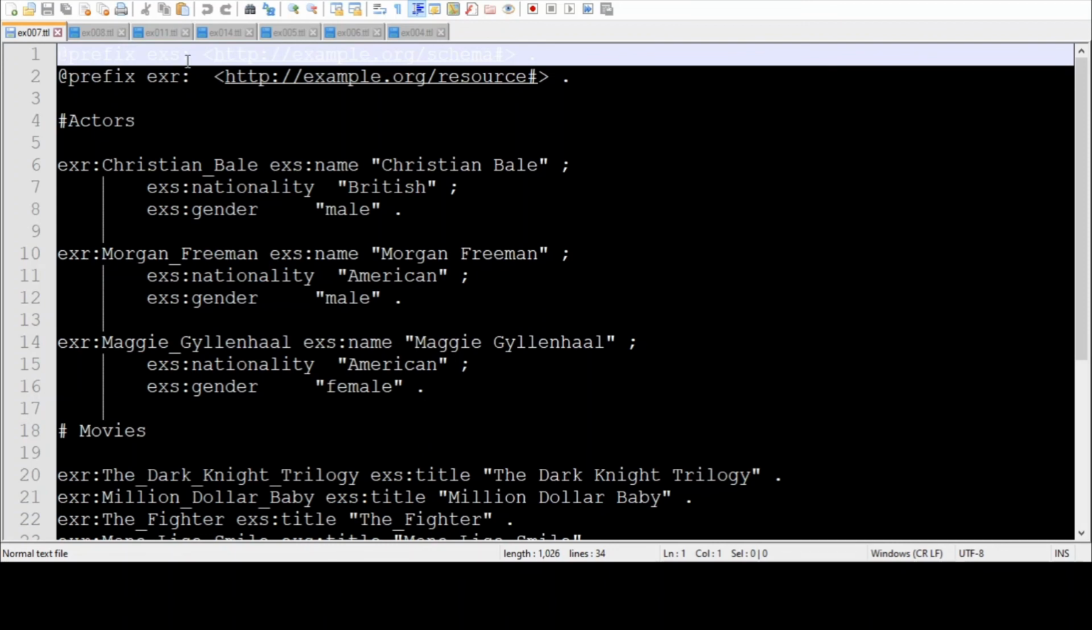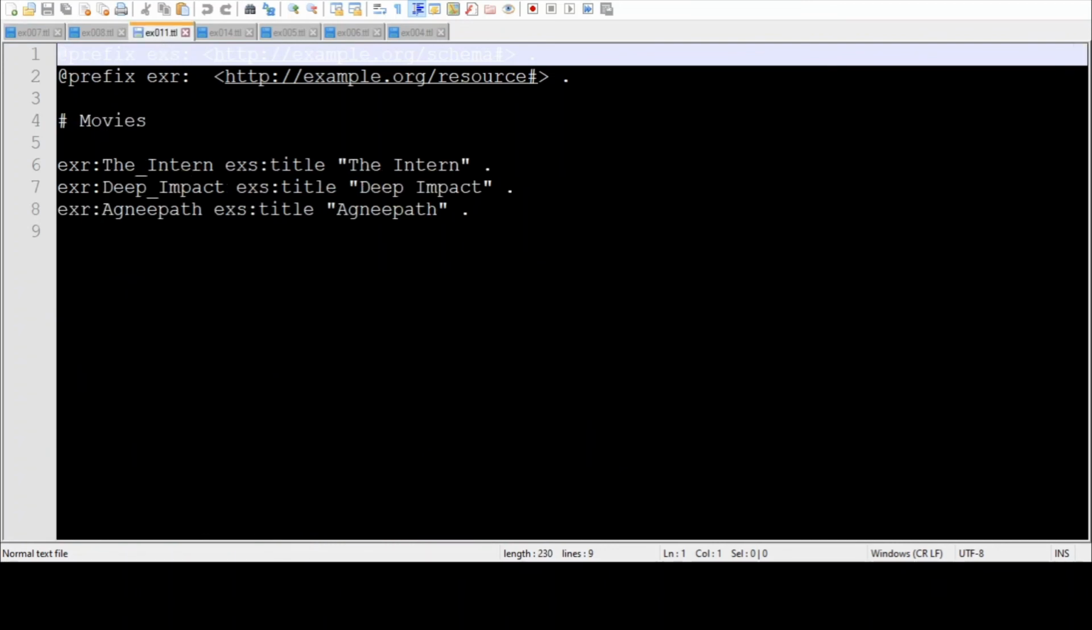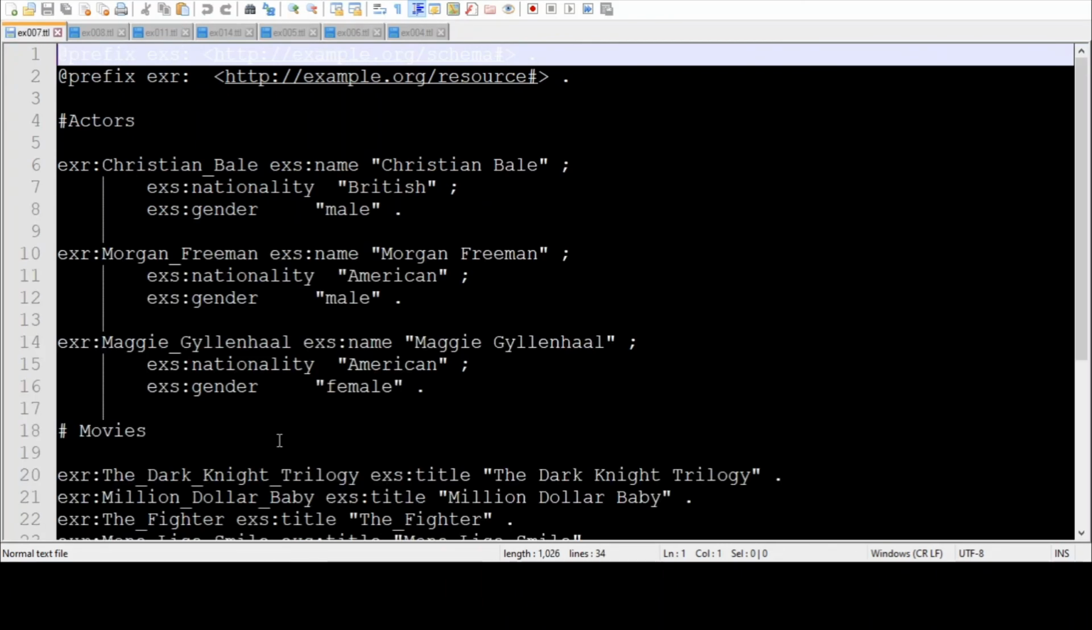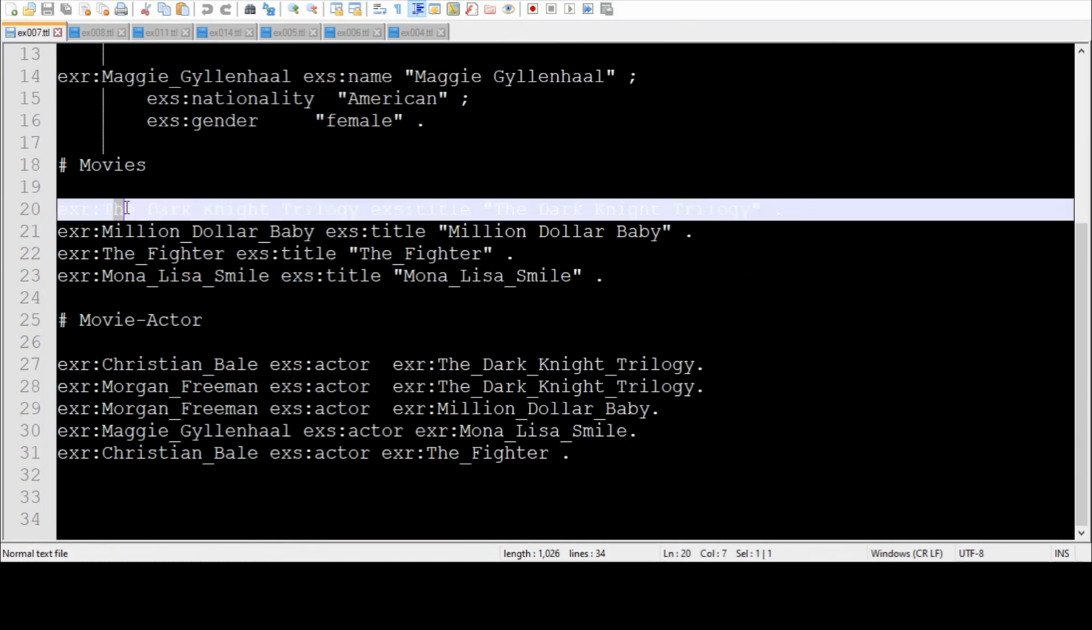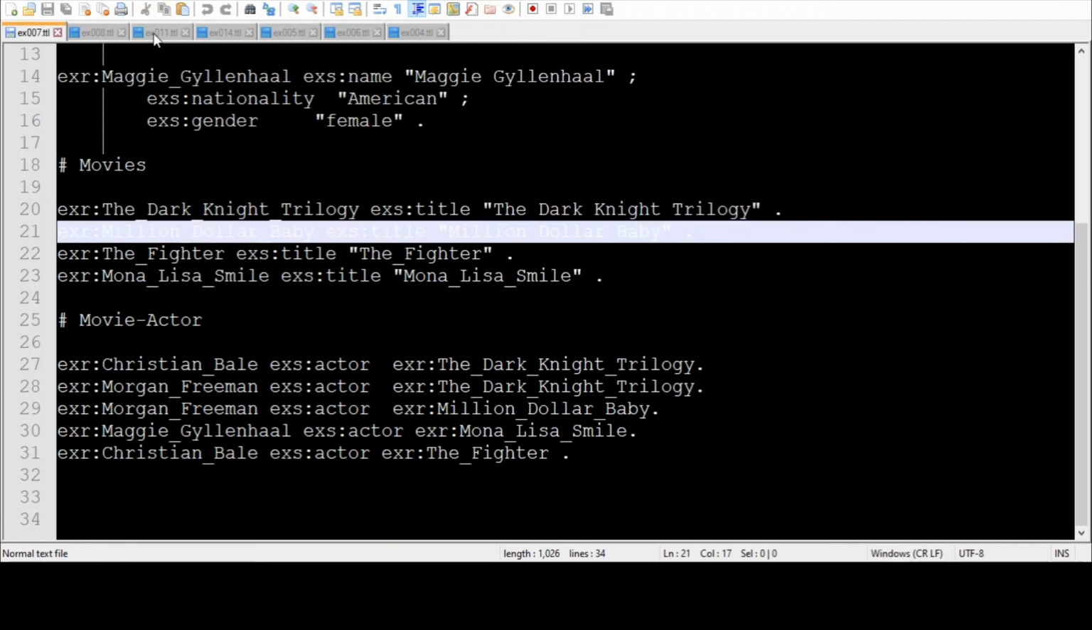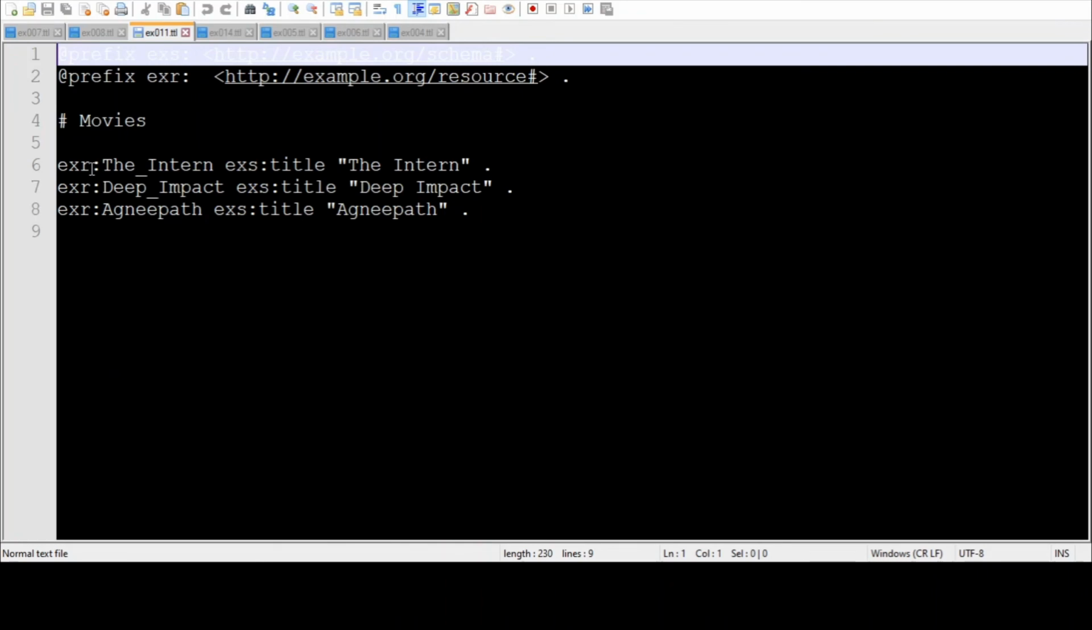In 011 we do not have any actor, we have just the movies, right? And in 007 we have got the actors, right? And in the graph pattern, we have asked for the movie titles, and we can see that in 007 we have got the movies and the titles, and in 011 we have also got movie and the title, right? So let us see what we can see as output.